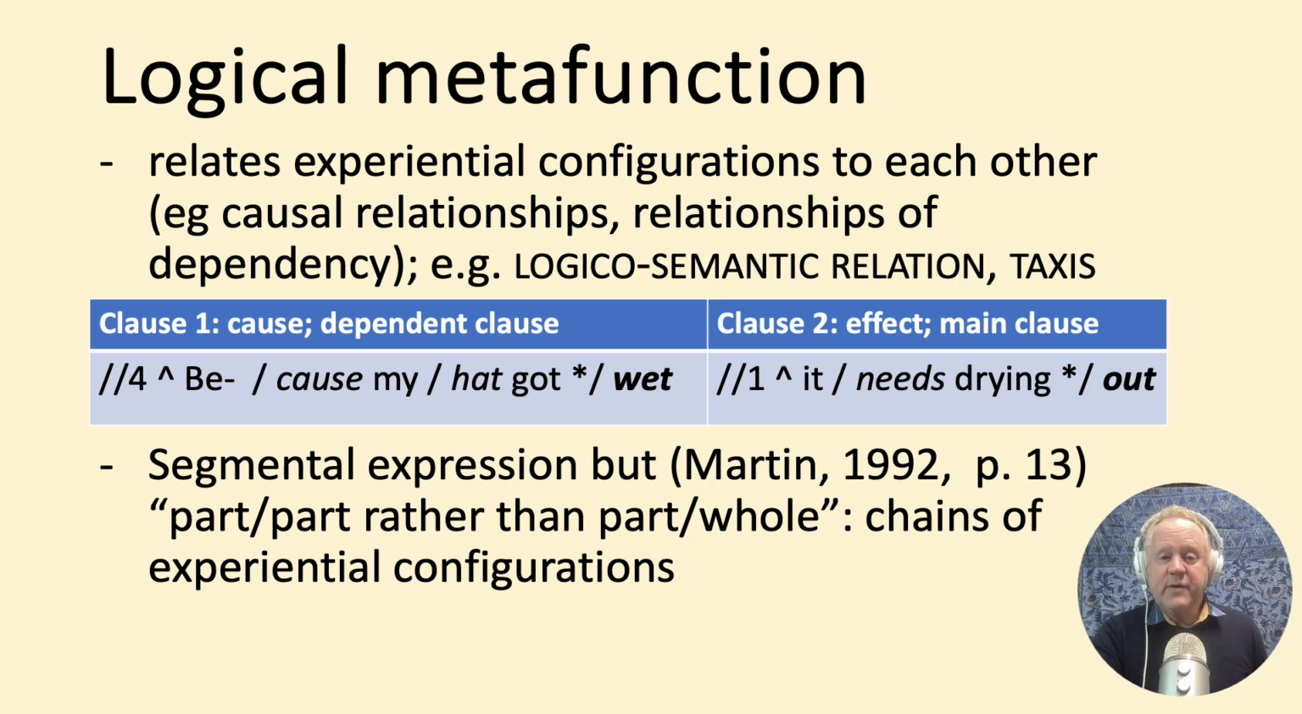Logical meanings relate these experiential configurations to each other. The system of logico-semantic relation creates logical relations between these configurations such as elaboration or cause and effect, while the taxis system relates these configurations in terms of dependency relations, as independent or dependent clauses, for example. Because my hat got wet, it needs drying out. Logical meanings are like experiential meanings in being segmental in nature, but as characterized in Martin 1992, they form part-part relations rather than part-whole constituency relations. Logical meanings create chains of logical relations between configurations, such as clauses, rather than being components within those configurations.